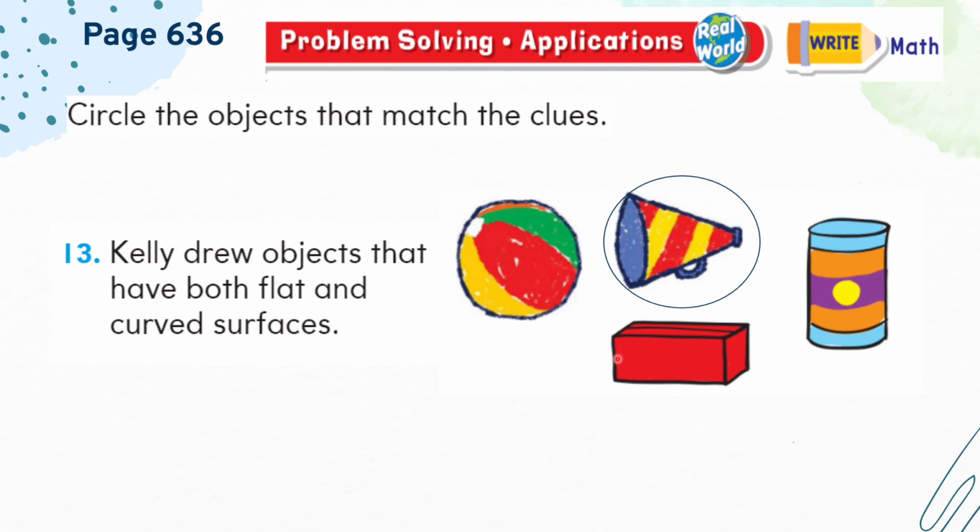Let's look at the next one. I do not see any curved surface on this picture, but I do see flat surfaces. But Kelly drew objects which have both flat and curved surfaces. I'm not going to circle this one. Moving on to the next one. I do see a curved surface. Let's see if I can see a flat surface. I do see a flat surface as well. So I'm going to circle this picture as well. So these are the two pictures which Kelly drew, and they both have flat as well as curved surfaces.